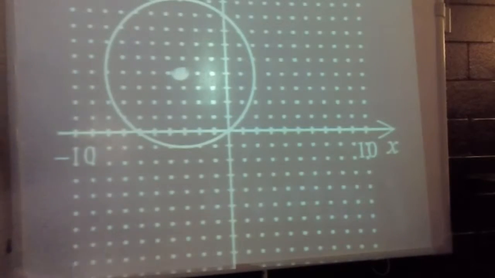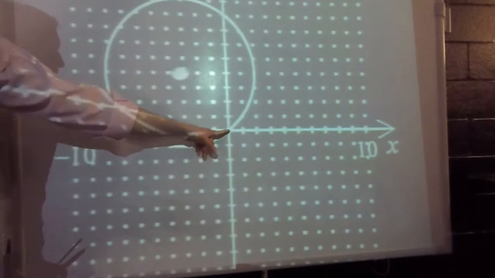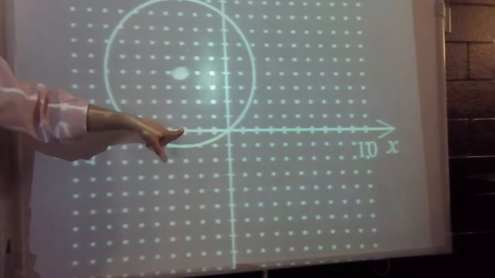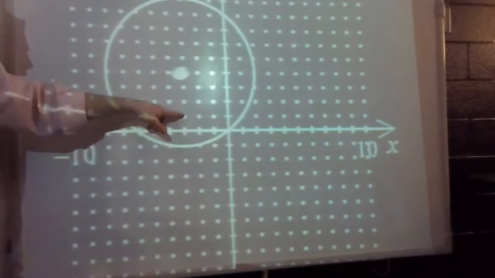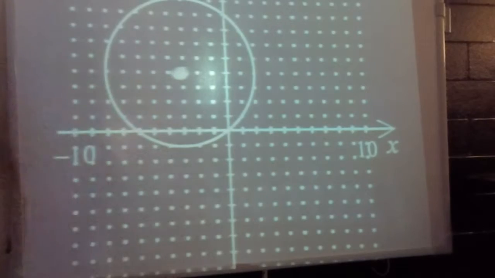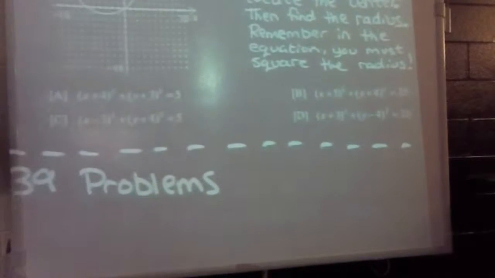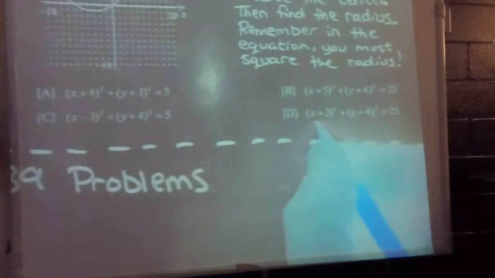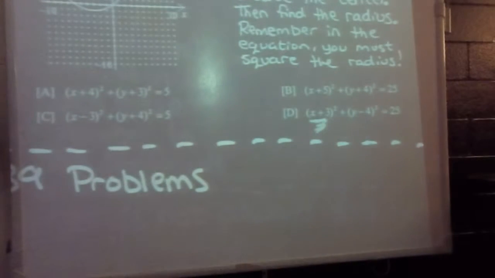Okay, if that's the center, to get there, you must have gone left, how much? 3. So I want to see a plus 3 with the x. And then I want to go 1, 2, 3, 4. I want to see a minus 4. So since I went left 3, look at your answers that say plus 3 with the x. How many do you have? 1. Just 1. And then notice that since I went up 4, I want to see a minus 4. I want to see the opposite numbers.